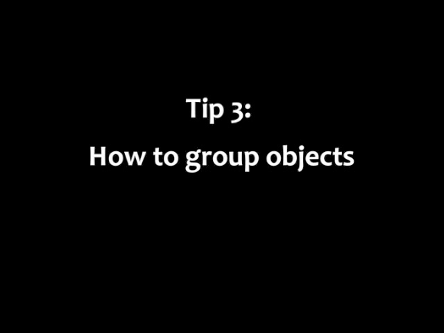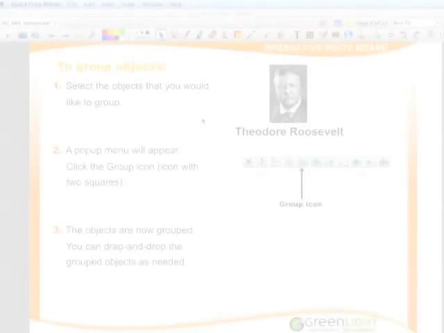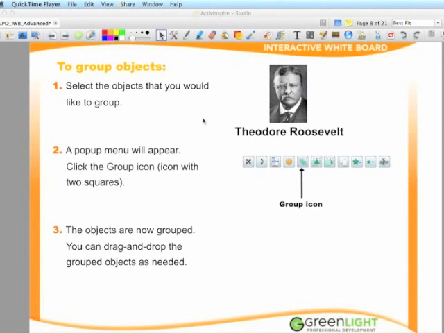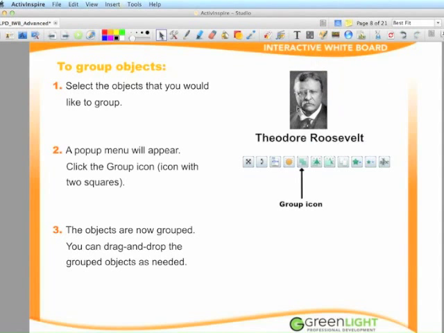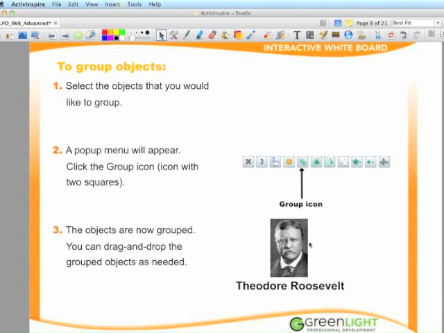Tip 3, how to group objects. To group objects, select the objects that you would like to group. A pop-up menu will appear. Click the group icon. It's the icon with two squares. The objects are now grouped. You can drag and drop the grouped objects as needed.